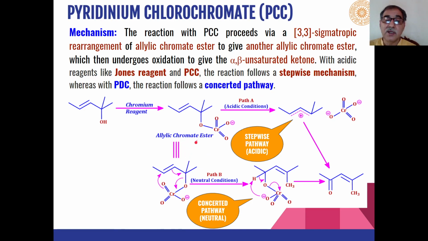So this allylic chromate ester can be written like this also. This will undergo this type of reorientation, and the chromate ester will change into another type of allylic chromate ester. And this allylic chromate ester then will undergo oxidation like this. This negative charge, that is the anionic oxygen, will withdraw this proton from here, and a carbon oxygen double bond will be formed at this place to get it converted into an alpha beta unsaturated ketone. So this is how different types of allylic alcohols can be converted into alpha beta unsaturated ketones either under acidic conditions or under neutral conditions.